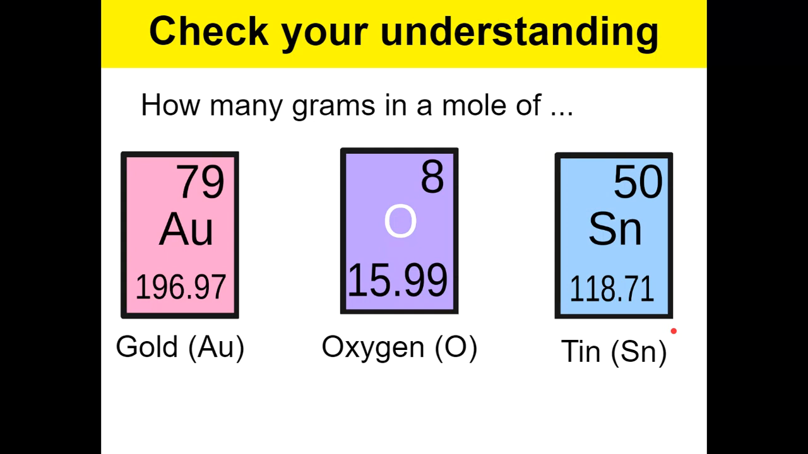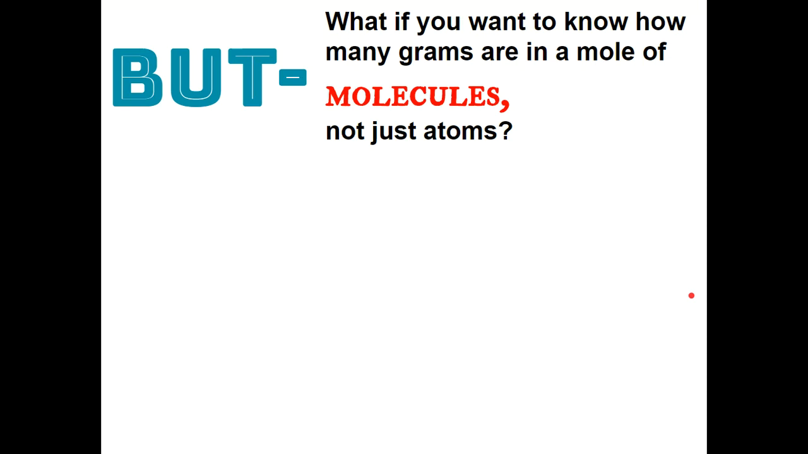Okay, so double check that you got what I just said. How many grams are in a mole of gold? So Au. Well, look, there it is right there. It's 196.97. How many grams in a mole of oxygen? It's 15.99, or that usually rounds up to 16.00, depends. Tin, Sn, has 118.71 grams in a mole. Okay? So it's straightforward once you know what it is.